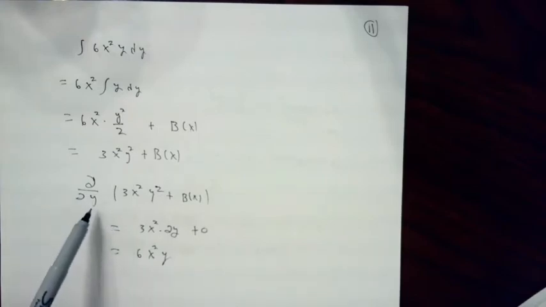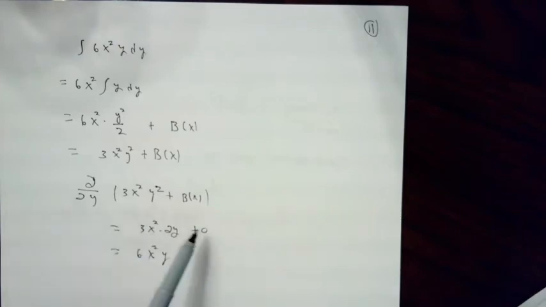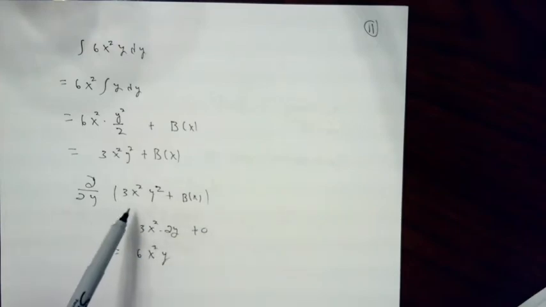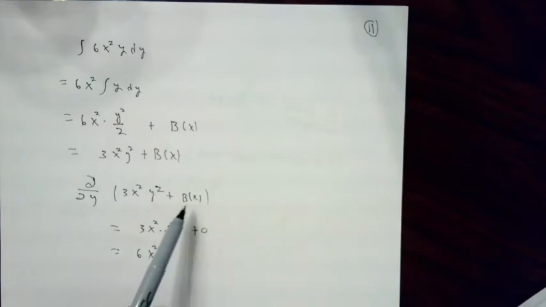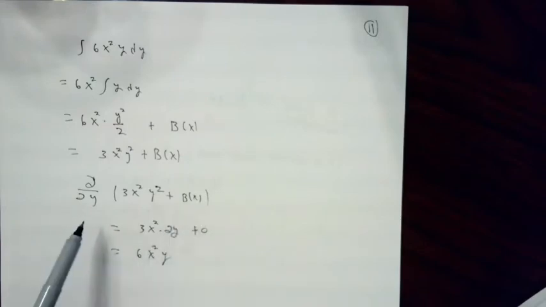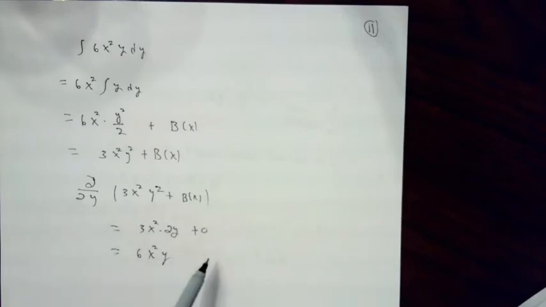As a sanity check, take the partial derivative with respect to y of your answer. 3x squared is a constant factor. The derivative of y squared with respect to y is 2y. Derivative of something that only depends on x with respect to y is 0, and you end up with 6x squared y, just as you're supposed to.